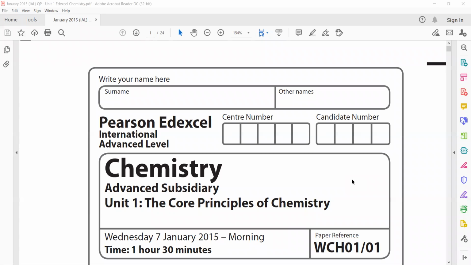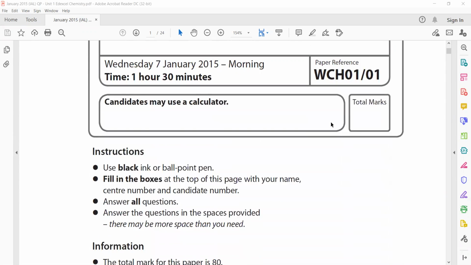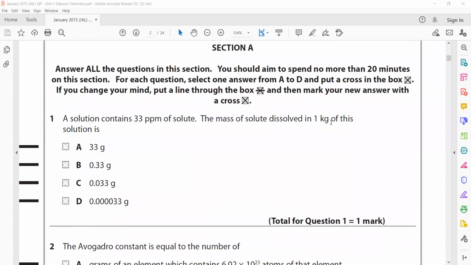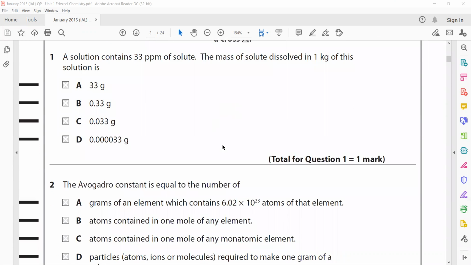Good morning, everyone. This is Unit 1 of IEL Chemistry from January 2015. In this session, I'll discuss MCQs, multiple choice questions.